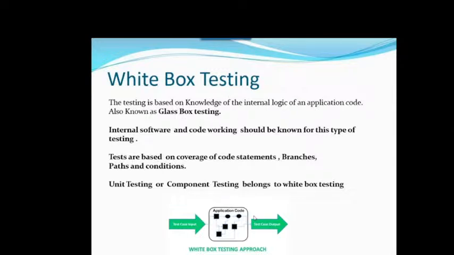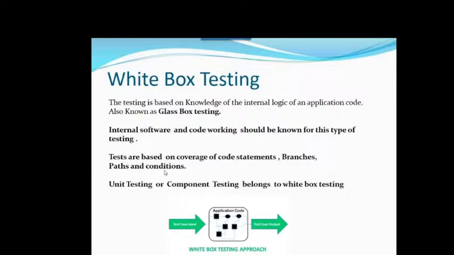Why can we call it a white box? Because the developer is able to see the code. That's the reason they call it a white box. White box means if you write anything, we are able to see that code. That's the reason it's a white box, or as they call it, structural testing.